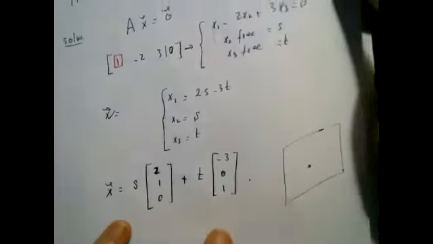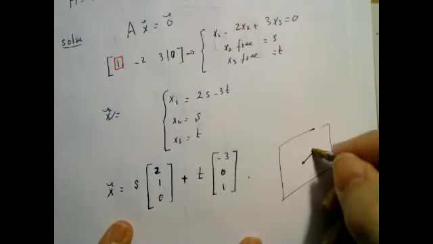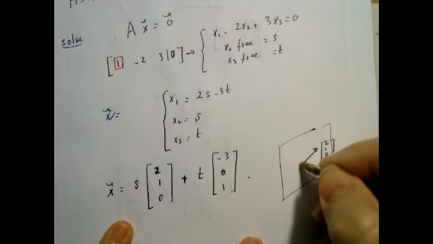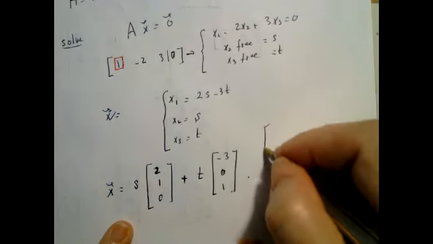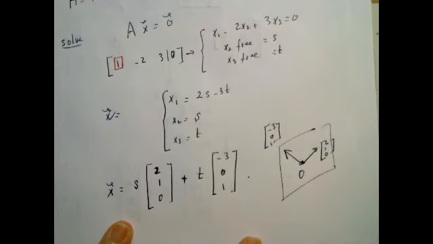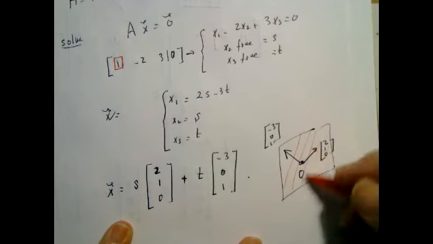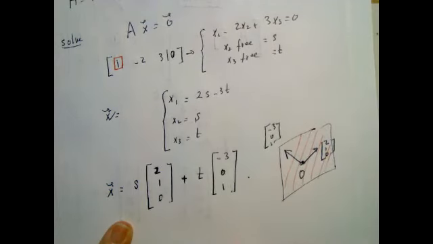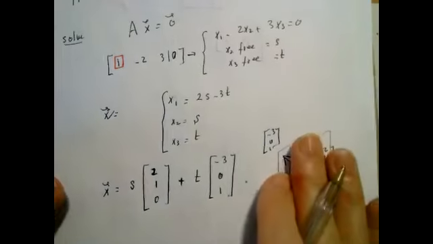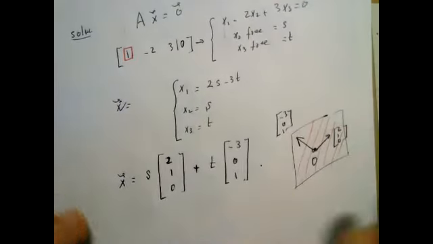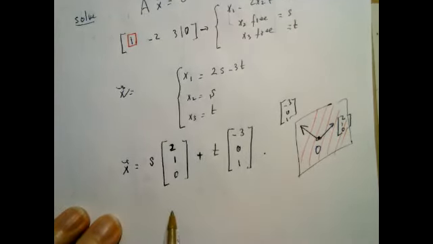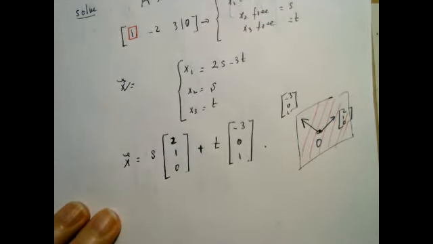So this geometrically tells me if I take those two vectors, (2, 1, 0) and the vector (-3, 0, 1), this plane is nothing more than the span of those two vectors. So that's really what this is telling me. I have no idea if you see anything like that in 261 or not. So X is the linear combination.